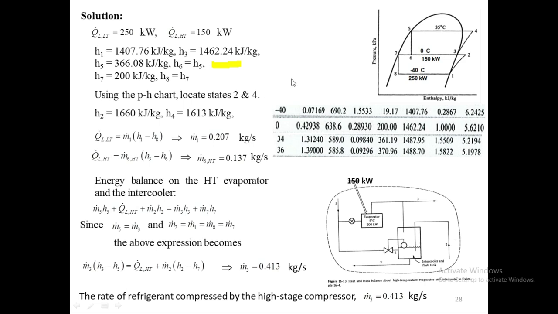Now for these two points, which are in the superheated region, point 2 and point 4, we have to use the chart. So we are going to draw this process on the psychrometric chart with 35 degree centigrade, 0 degree and minus 40 degree centigrade. So let's go and check out how we do that.